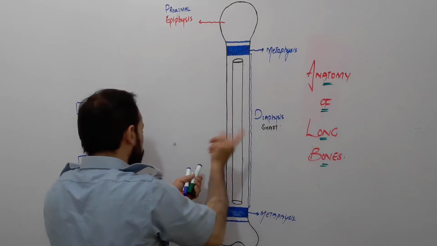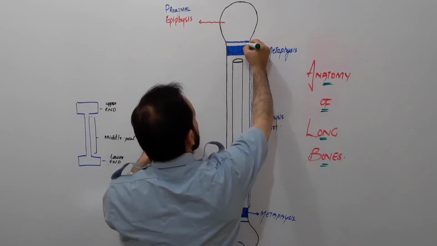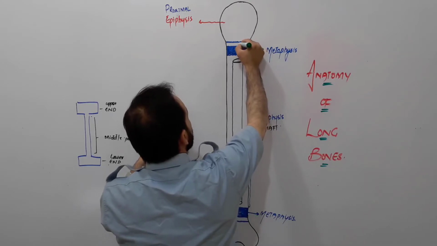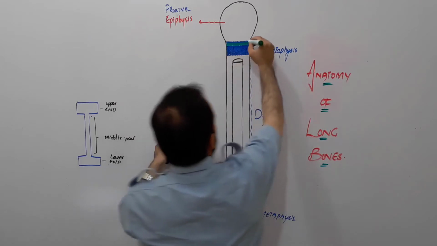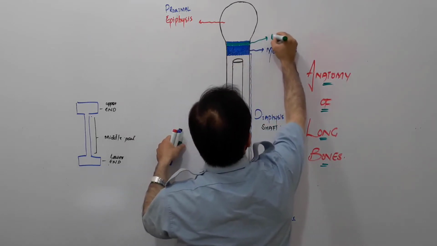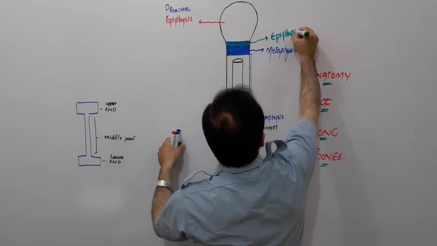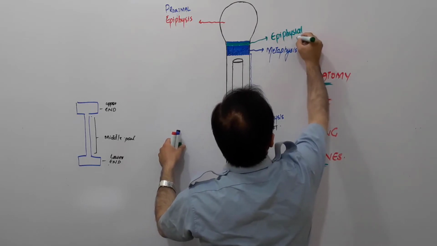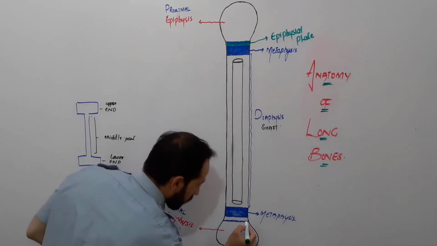In between the epiphysis and metaphysis, there is a line, right? And this is called the epiphyseal plate or epiphyseal line, right? So what is this part? This is called the epiphyseal plate, right, friends? And it is also here.